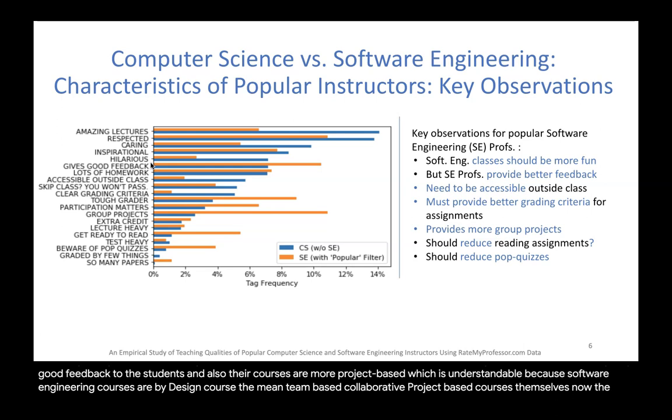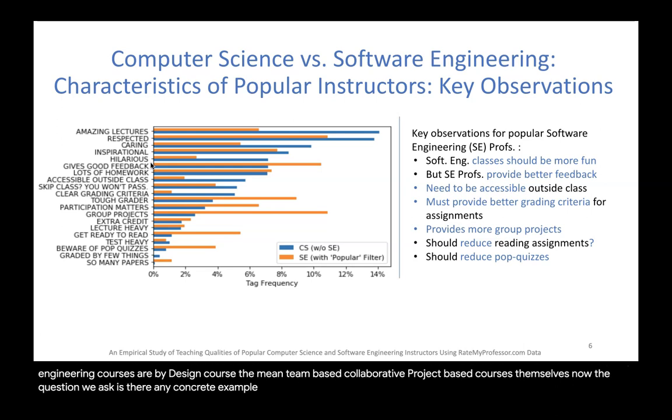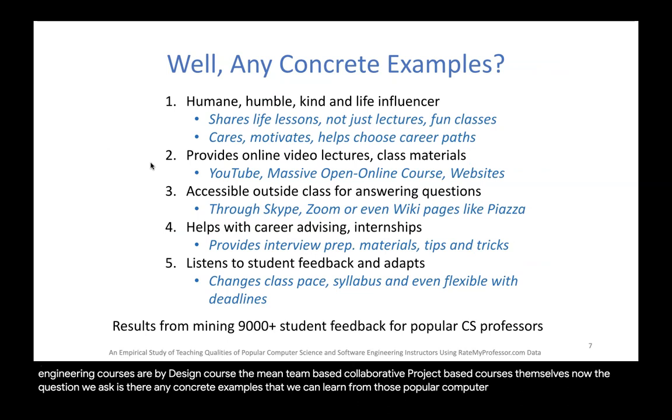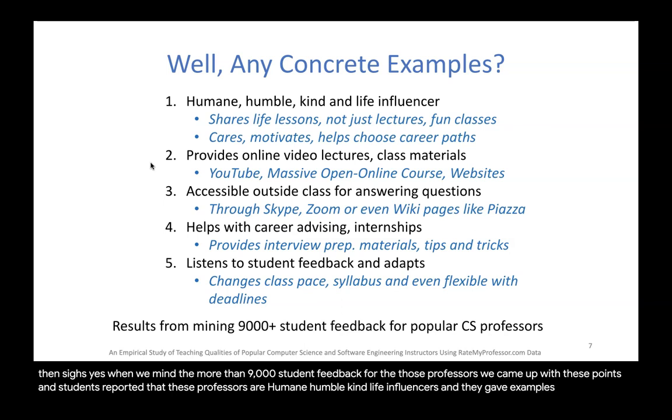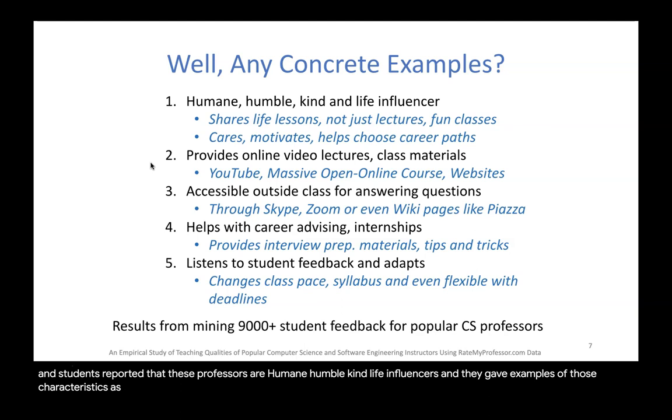Now the question we asked is, are there any concrete examples that we can learn from those popular computer science professors? And the answer is yes. When we mined the more than 9,000 student feedback for those professors, we came up with these points. Students reported that these professors are humane, humble, kind, life influencers, and they gave examples of those characteristics as those professors shared their life lessons in the class, not just lecture. They are fun classes, they motivate, they even help students choose their future career paths.